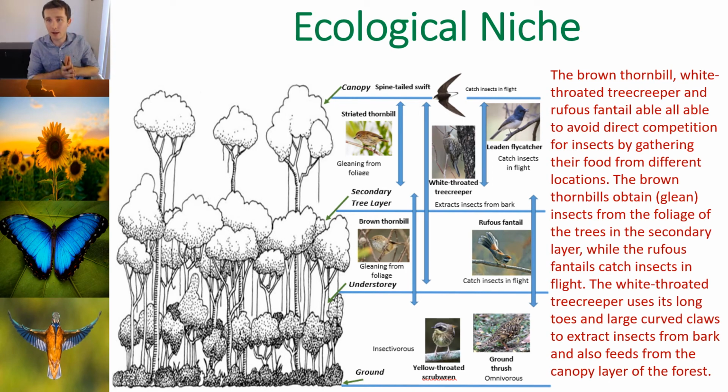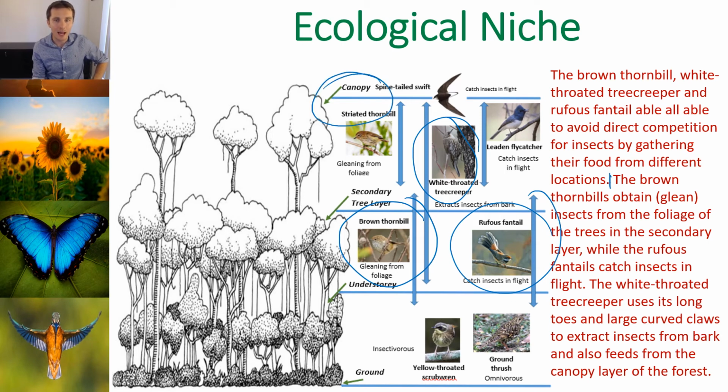Looking at this one, we've got the brown thornbill, the white-throated tree creeper, and the rufous fantail. So how can they avoid direct competition? They live in the same forest. What they are doing is they avoid direct competition for insects by gathering their food at different locations. Giving you 1 mark for acknowledging that. So the white-throated tree creeper, it's gathering its food from the canopy, and it's actually extracting it from the bark. But the key idea is it is getting it from the canopy.